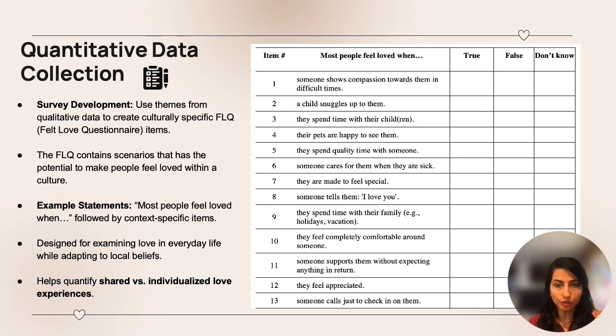In this case, we're not interested in the person's own beliefs about themselves, but rather we're interested in the beliefs of the shared culture, right? So the prompt is "most people feel loved when," and then they see a scenario, for example, someone shows compassion towards them in difficult times, and they respond whether they think this is true, false, or they don't know. And so this is our quantitative phase, where we extract responses from a bigger group of people that represent that society and culture.